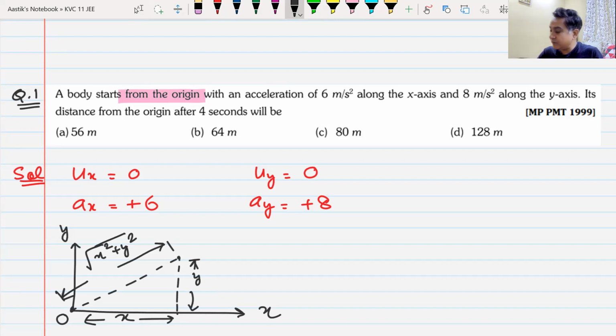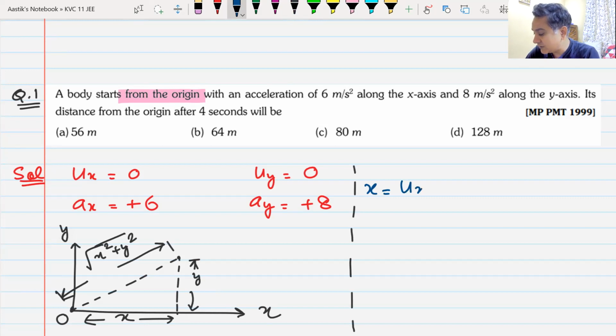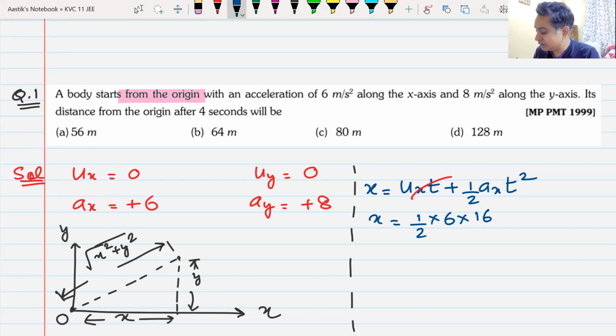So I have to find out the value of x and y. How do I find the value of x and y? I make the equation along x-axis. X is equal to ux into t plus half ax into t square. Remember, this is not a projectile motion. Ux is 0 and ax is 6. So I get the value of x. X is equal to half into 6 into t square, which is 16. How much do I get? 48.